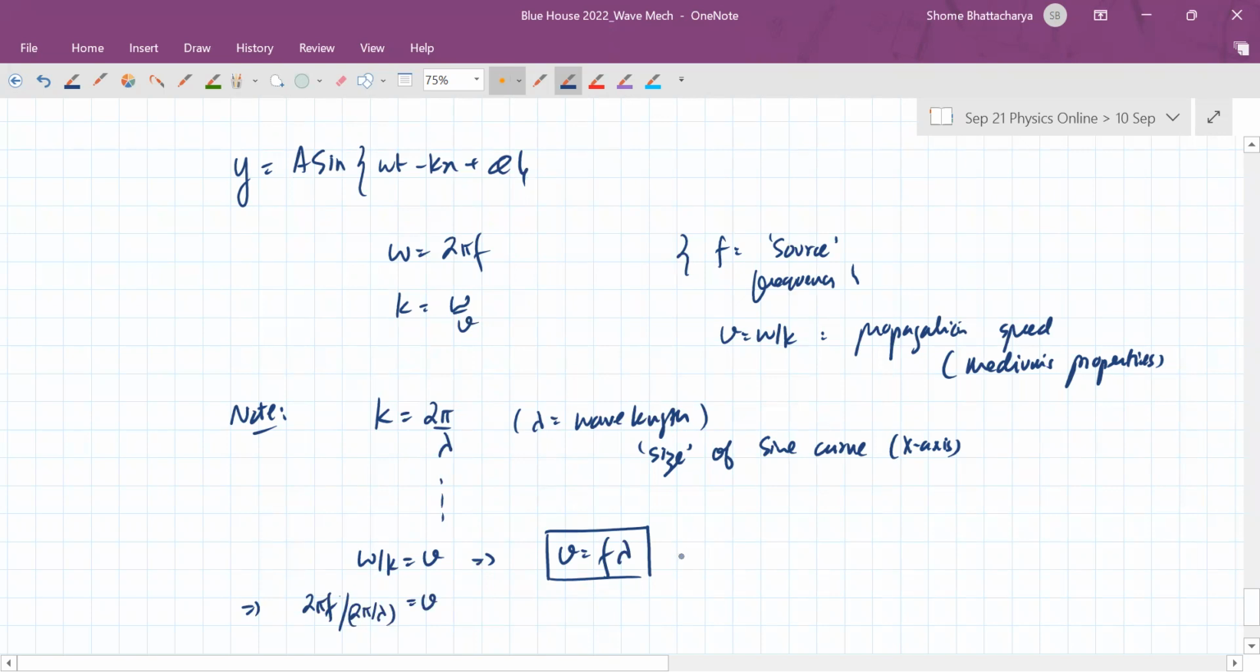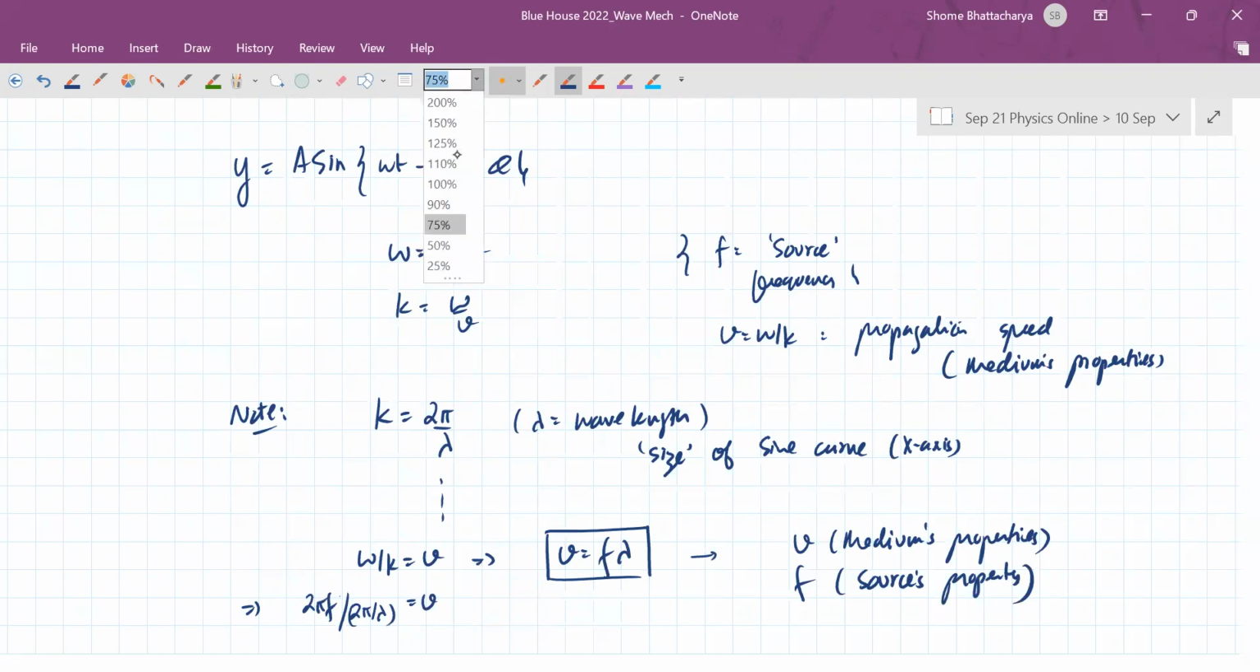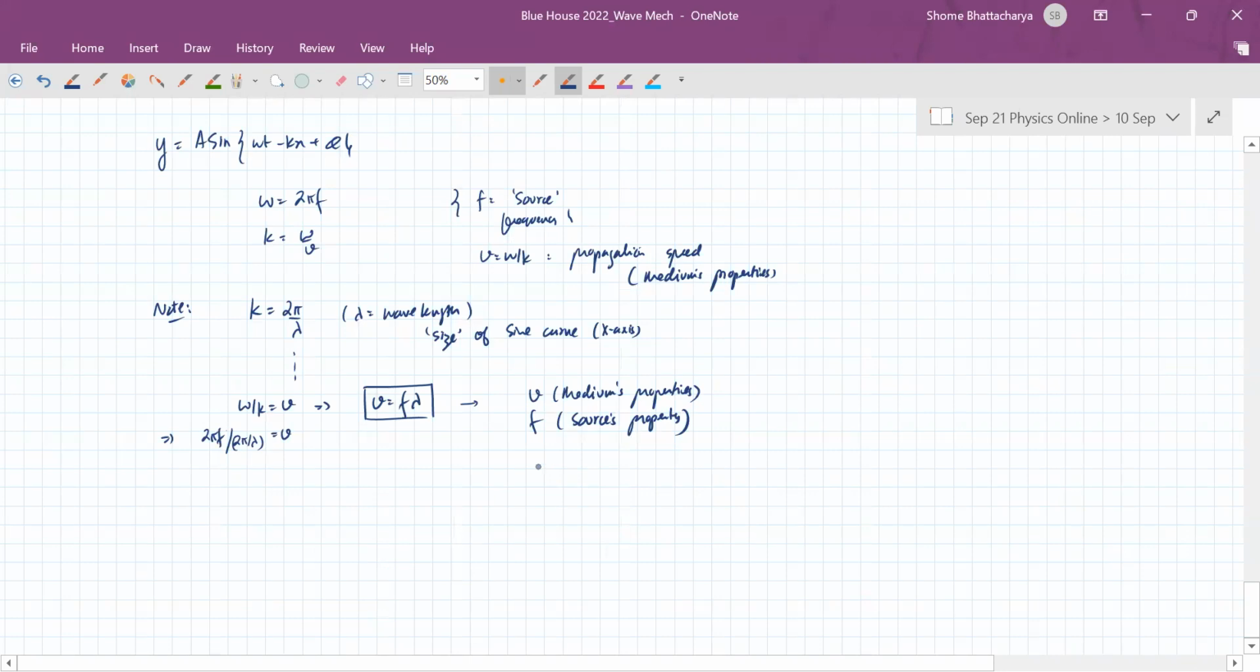So in this relation you can see that v depends on the medium's properties. f depends on the source. It is the source's property, in fact. Whatever is the frequency of oscillation of the source, that will dictate the frequency of the wave. So lambda depends on both the source and the medium.